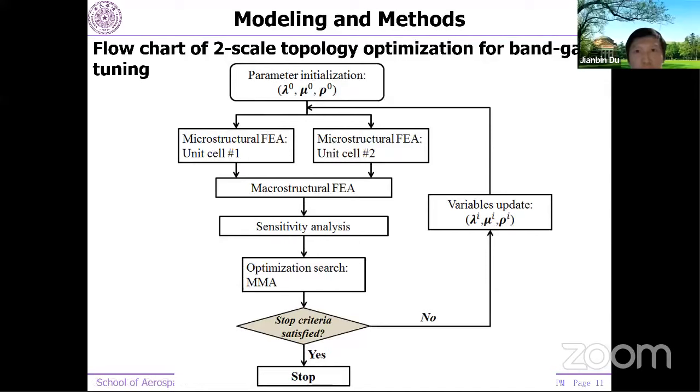This is the flowchart of the two-scale topology optimization. We can see that firstly we set the initial values of the design variables. Then after the microstructure FEA analysis, we get the equivalent modulus of the materials, and then we do the calculation of the macrostructure, which corresponds to the structure and acoustic analysis. And then after sensitivity analysis, we can do the optimization search to improve the design variables at both micro and macro levels.